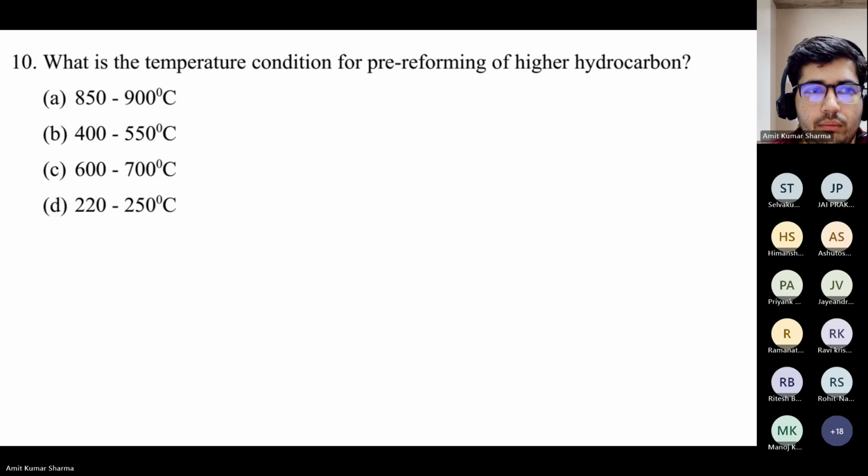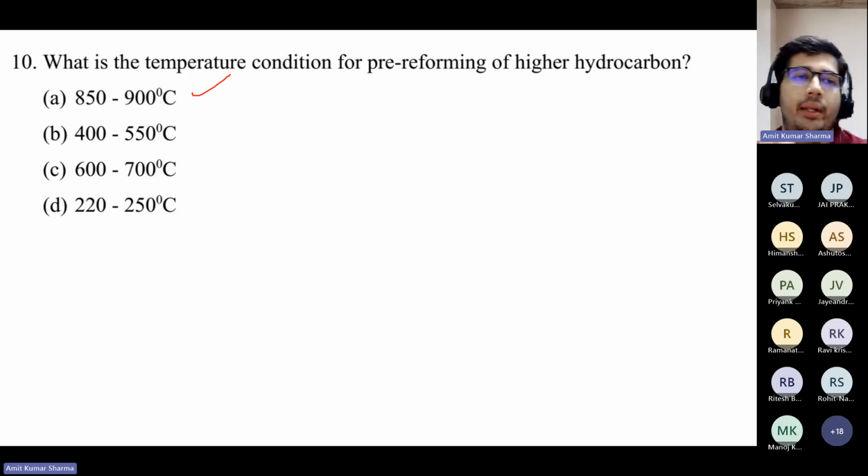Option B, 400 to 550 degrees centigrade. Yeah, so option B is the answer. So what is this range? Range of A is for the reforming reactor. Reforming. And what about this range D?